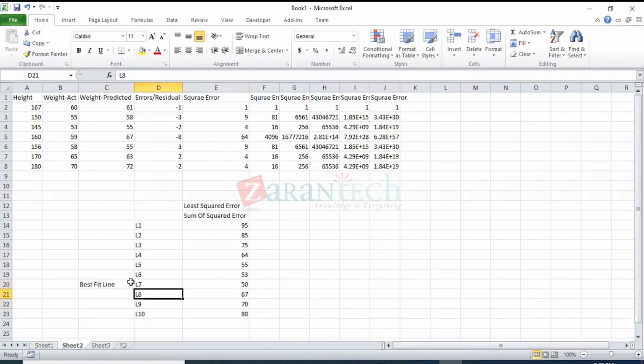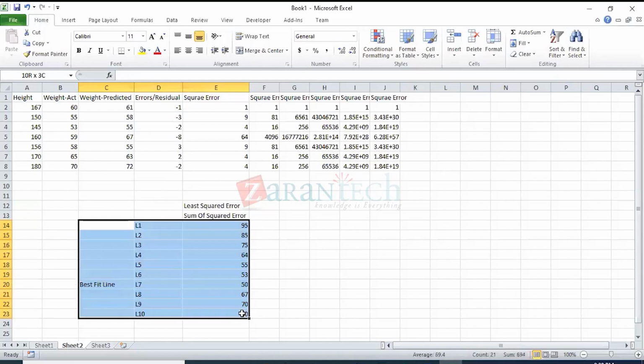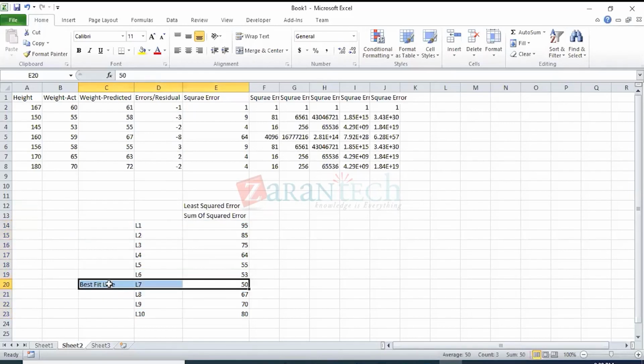Okay, so where is my least sum of squared errors? So 50. So I have to use this line itself. It will discard all these other lines and retain only the line which is my best fit line. After that I will use this line to predict my future weight. But in case the residual error, like we had a case where the residual error was 30.